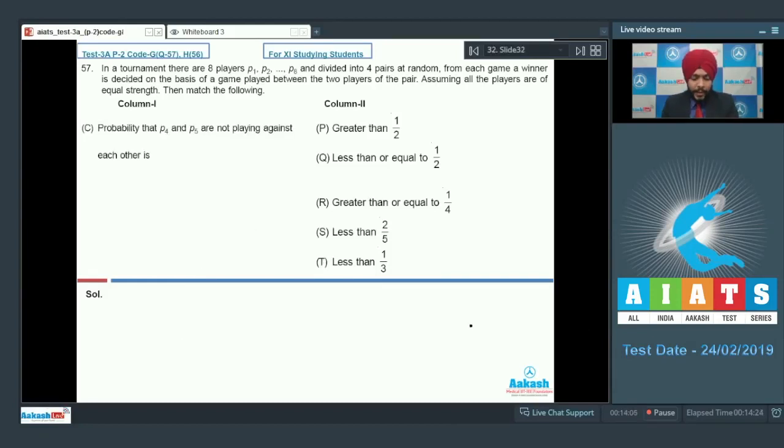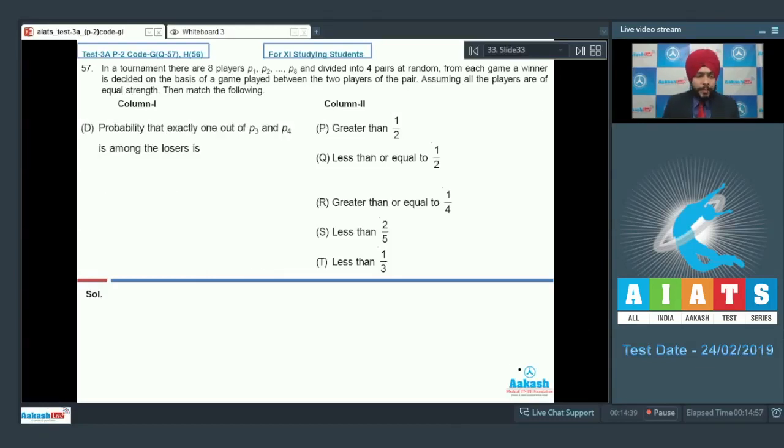Part C says the probability that P4 and P5 are not playing against each other. We have already calculated this one, because no matter what the number of players, they will play against each other with probability 1 by 7. They will not play against each other with probability 6 by 7. This has already been discussed in part B. Greater than half, correct. Greater than or equal to 1 by 4, correct. C matches with PR. Let us move on to D part.